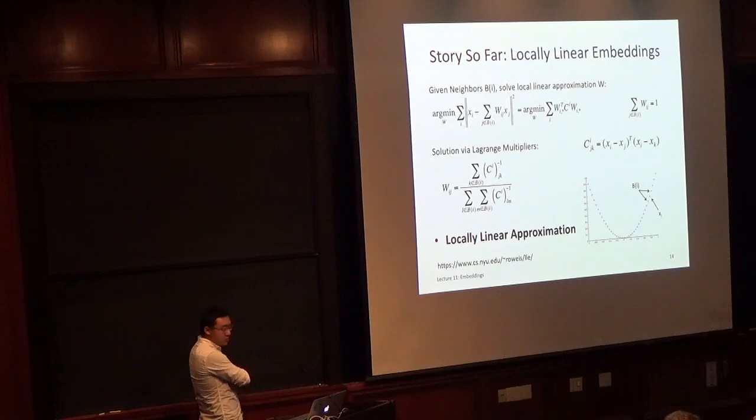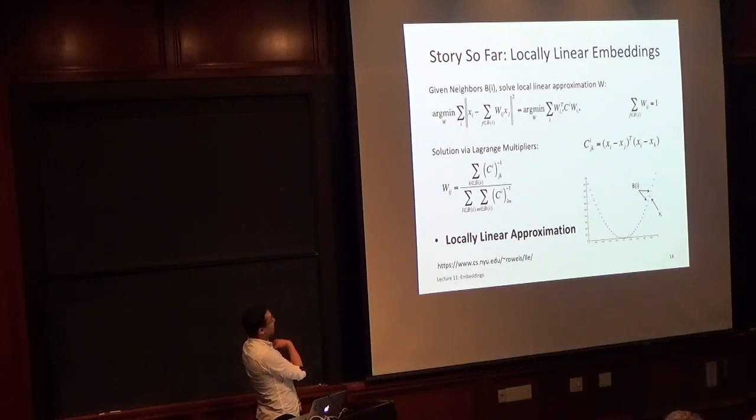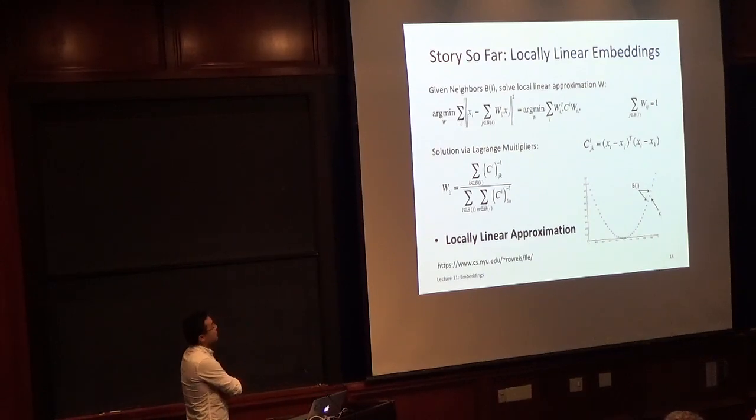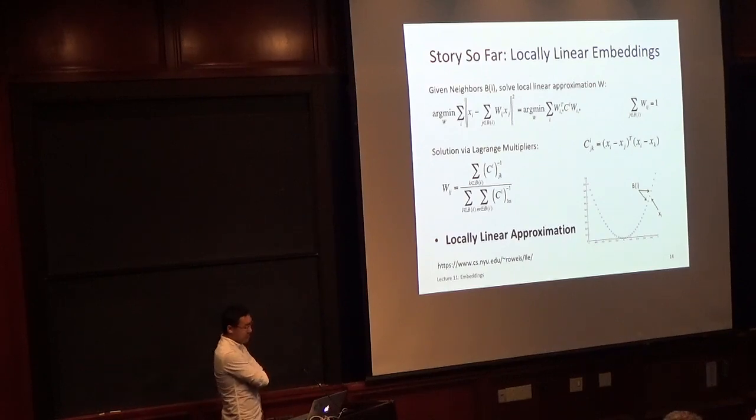Okay. So the story so far is, for these local linear embeddings, we first define a relationship between every data point and its neighbors. We define this relationship by estimating a local linear approximation of every data point as a function of its neighbors. And that's what Wij is. Wij is saying, I can write out xi as a linear combination of the neighboring points around xi using these weights Wij.